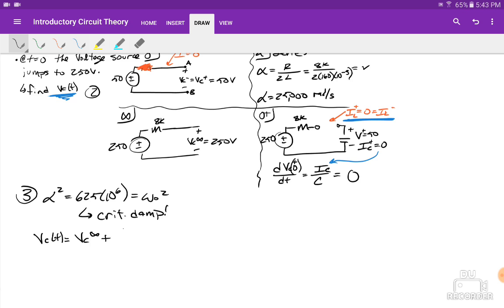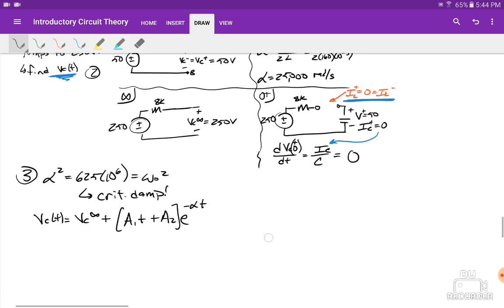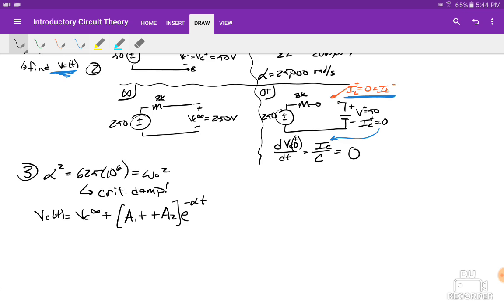That'll be a plus. The critically damped situation uses time, A1 times T plus A2. And I know earlier I might have used D or B. It doesn't really matter what you call it as long as you know it's a constant. And that'll be times e to the negative alpha times time. Okay, because of the critically damped situation, it runs on the Neper frequency, the damping frequency, instead of the S terms. Okay, so great. I know my alpha. I found it earlier. I found my V at infinity. Okay, all I have to do now is find A1 and A2.